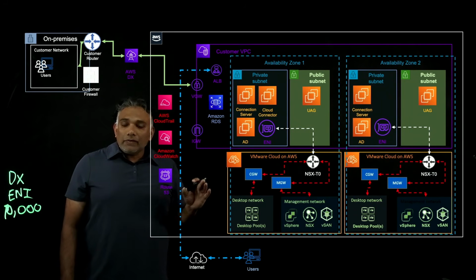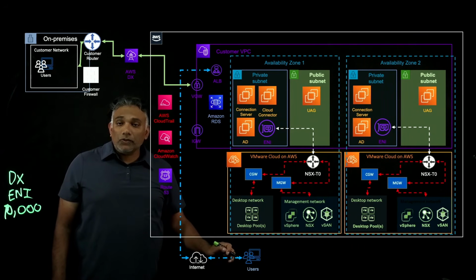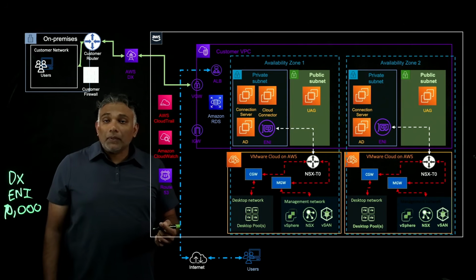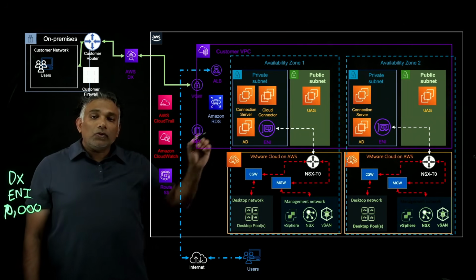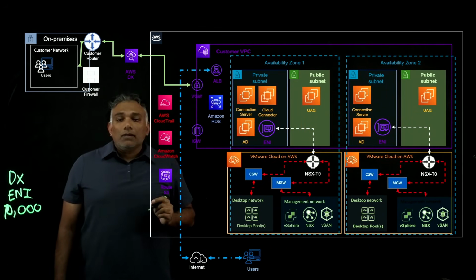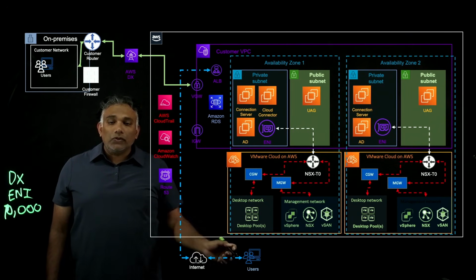Once you have your private settings all set up, you're able to then allow customers or your end users to connect over the internet through an external Application Load Balancer that goes directly into your UAG appliances. And then you're able to use Route 53 to provision the DNS entry for your end users to connect into.